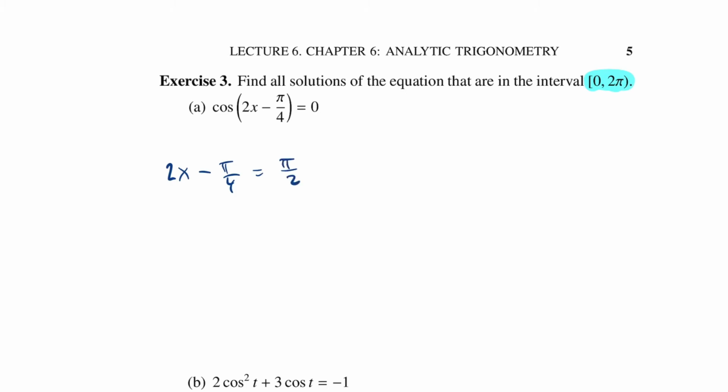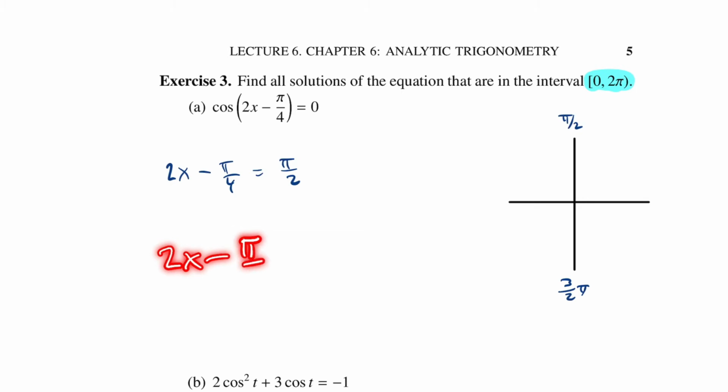Whenever you get that, there is sort of a shortcut here. So the two angles that we're looking at are pi over 2 and 3/2 pi. Instead of writing two separate equations like we've been doing, what you can do is just write this equation, and then add pi n in order to take care of these solutions.